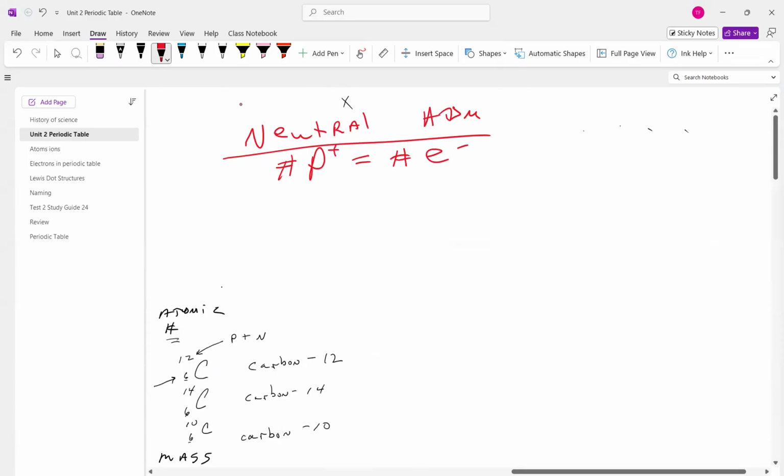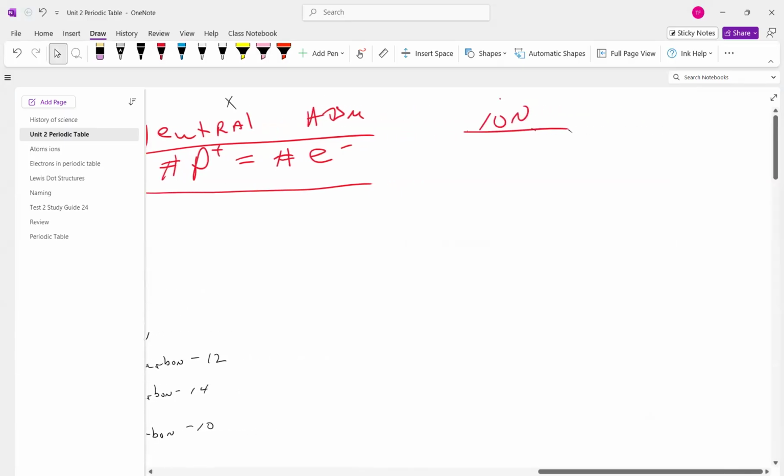So a neutral atom, the number of protons equals the number of electrons. Now we're going to fill out a table in a little while. Okay, well, what if the number of protons does not equal the number of electrons? Then we have something called an ion. That means an ion has a charge because those are not equal. And the charge depends on which is more, the protons or the electrons.